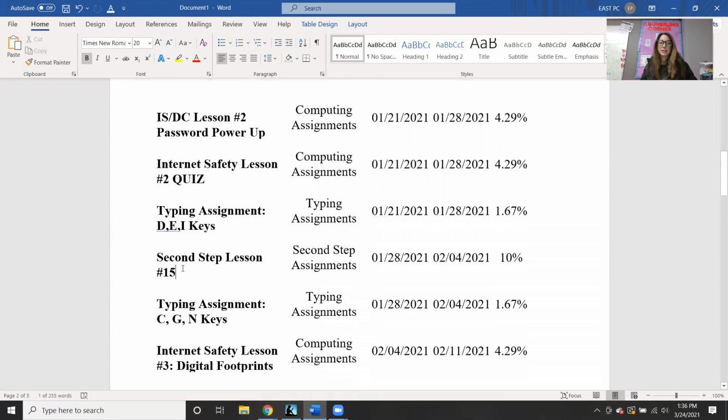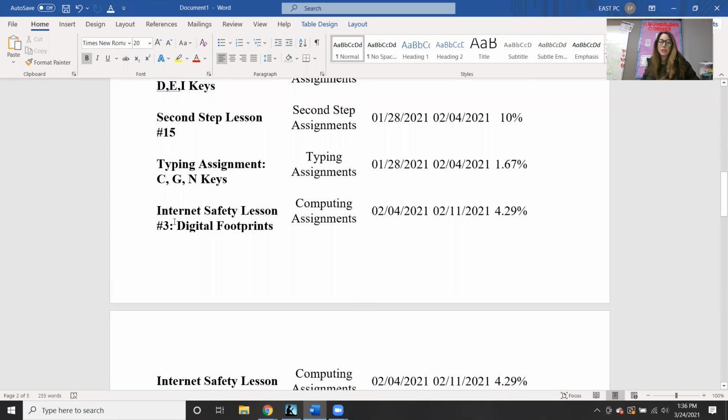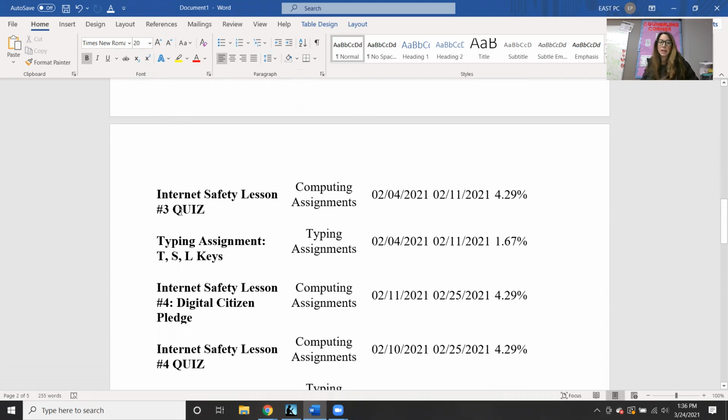Then we had Second Step 15. Again, there was like an activity sheet that went along with that. So make sure you send me Second Step 15. If you didn't do it, that was back on January 28th. Then we had internet safety lesson number 3, digital footprints. If you remember that one, please send that. And then there was the internet safety lesson number 3 quiz.